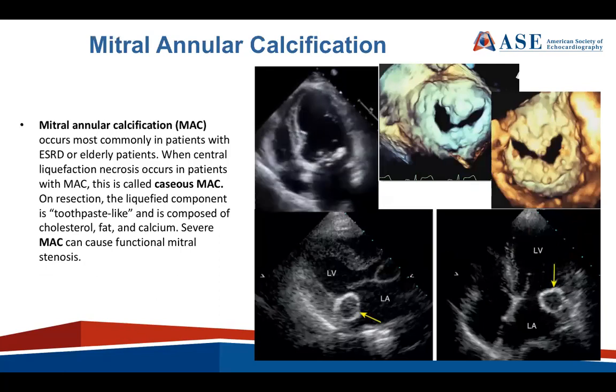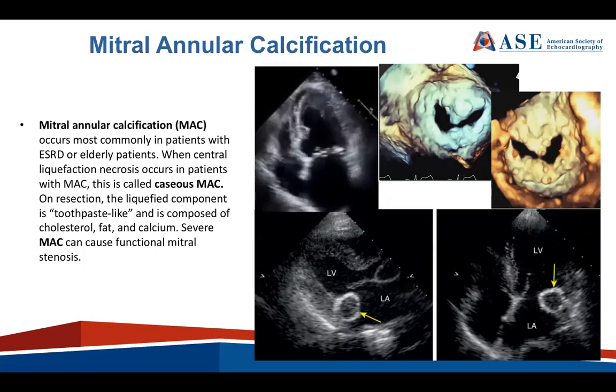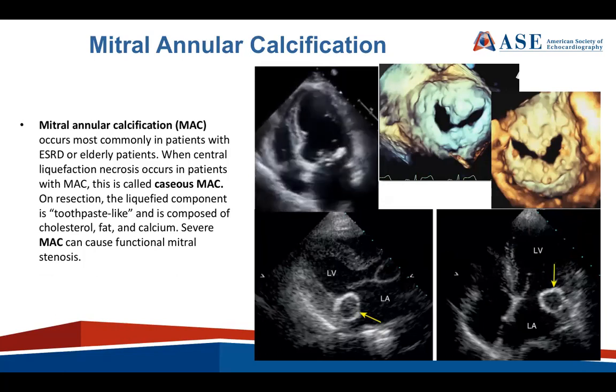Mitral annular calcification commonly occurs in patients who are older or those who have end-stage renal disease. And then when you have a component of mitral annular calcification that develops liquefaction within the MAC, you can start getting this liquefactive necrosis, and this causes caseous MAC. On resection, this liquefied component has been described as toothpaste-like, and it's consistent of cholesterol, fat, and calcium.